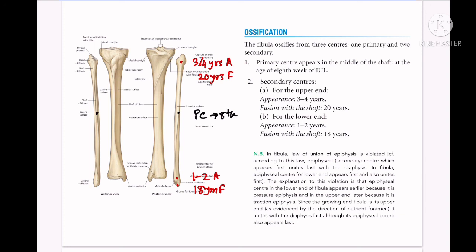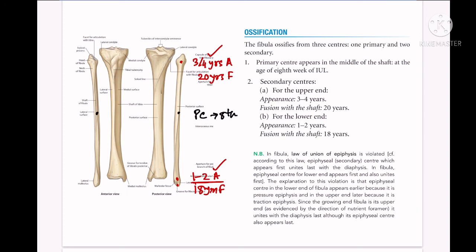In the fibula, the law of union of epiphyses is violated. According to that law, the epiphyseal center or secondary center which appears first will unite last with the diaphysis. But in the fibula, the secondary center for the lower end, though it appears first at the age of 1 to 2 years compared to the secondary center of the upper end, which appears at 3 to 4 years, unites first. So contrary to the traditional law of union of epiphyses, the secondary center for the lower end appears first as well as unites first, which violates the law of union of epiphyses.